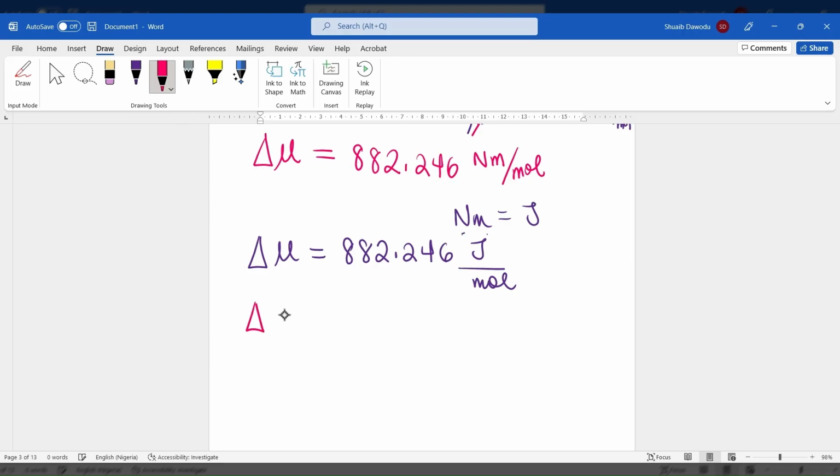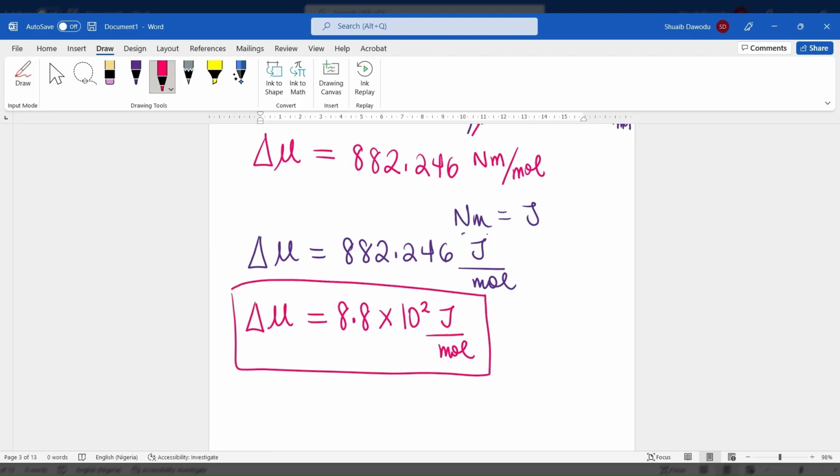So making our work into 2 sig figs, I'm going to end up with 8.8 times 10 raised to the power of 2 joule per mole. This is how I am going to leave my final answer because I'm strictly putting it in 2 sig figs and in scientific notation. So that is the end of this question. If you want to say 882 joule per mole, be my guest, that'll be 3 sig figs, whatever you want to do. If you want to say 882.2 joule per mole, that's 4 sig figs. Just make sure you clarify with your professor the number of significant figures or decimal places.